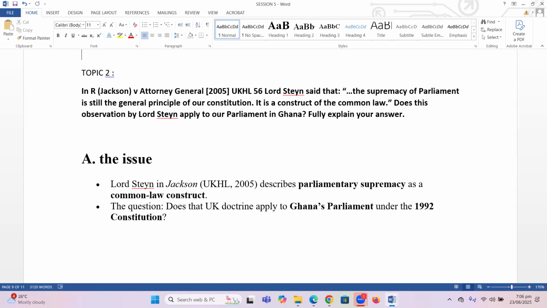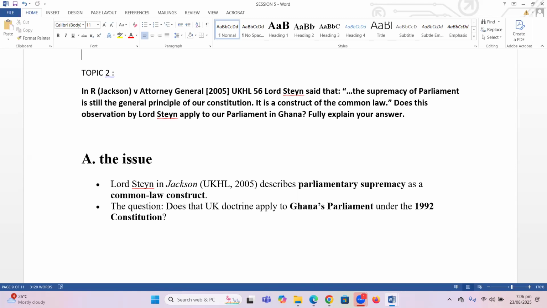Laws LJ, a UK decision, said that, quote, the supremacy of Parliament is still the general principle of our Constitution. It is a construct of the common law. So this is the quotation from Laws LJ in that UK decision, right? So the question I asked was that, does this observation by Laws LJ apply to our parliament in Ghana? Fully explain your answer.